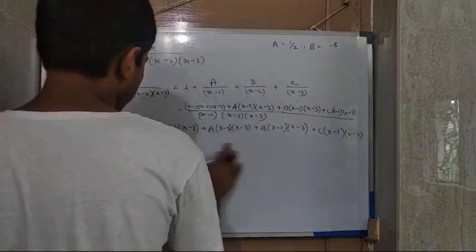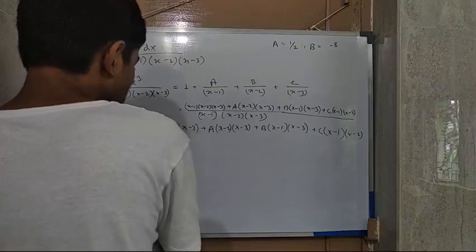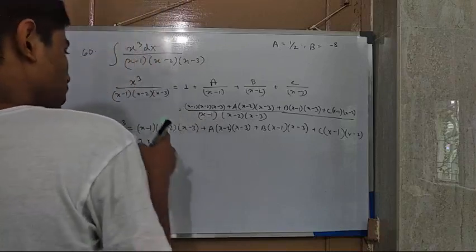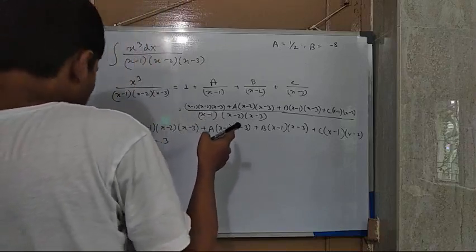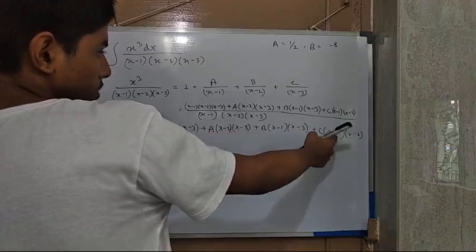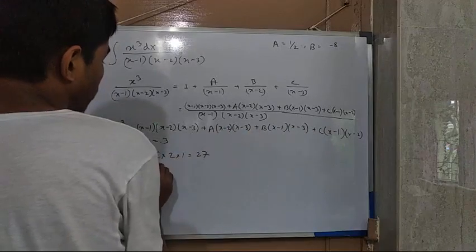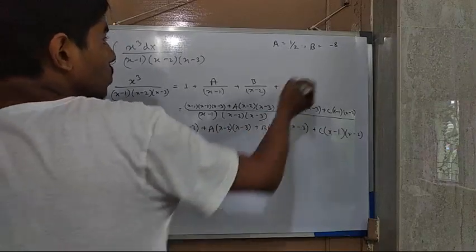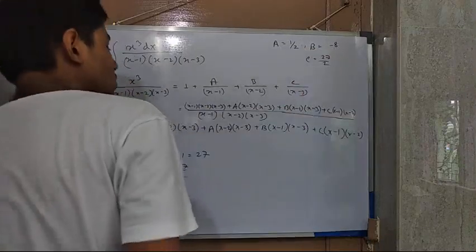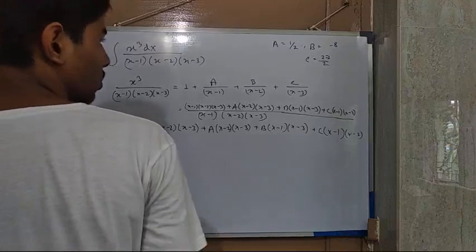And for c, x is equal to 3. So putting x is equal to 3 will give us this, and this quantity will be 0. x is equal to 3 means this is c times 2 times 1 is equal to 27. c is equal to 27 by 2. So this is our a, b and c. Now I hope this is correct.